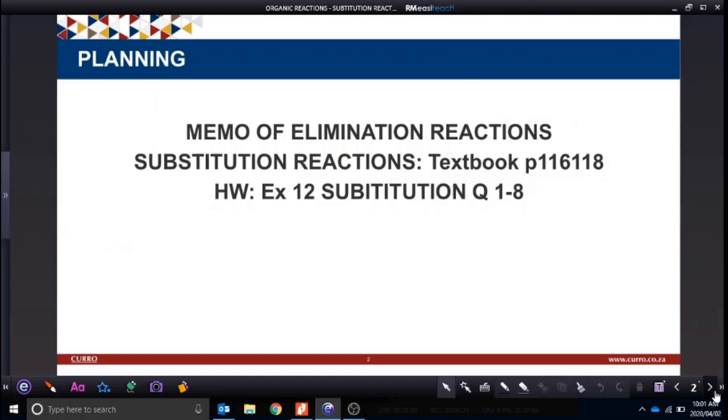Planning for today: a memo of elimination reactions was sent to you this morning. The substitution reactions are in the textbook, from page 116 to 118. Homework is exercise 12 of the substitution questions 1 to 8.